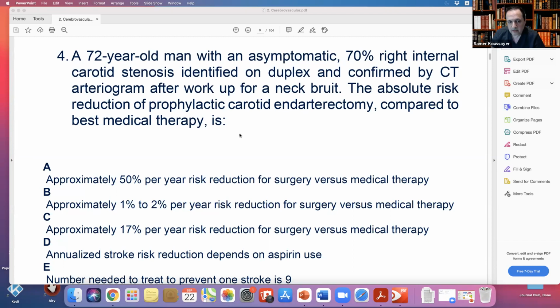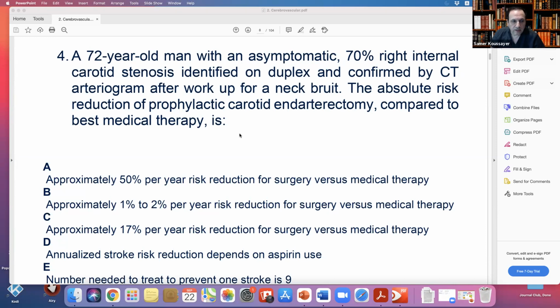The reason why we don't get many referrals from neurologists is that they know this data. They don't think that surgery really helps much, because they say 1-2%. Unless the patient is young and asymptomatic. But if the patient is asymptomatic, and this is all asymptomatic, we're not talking about symptomatic, then the risk reduction is only 1-2% per year.